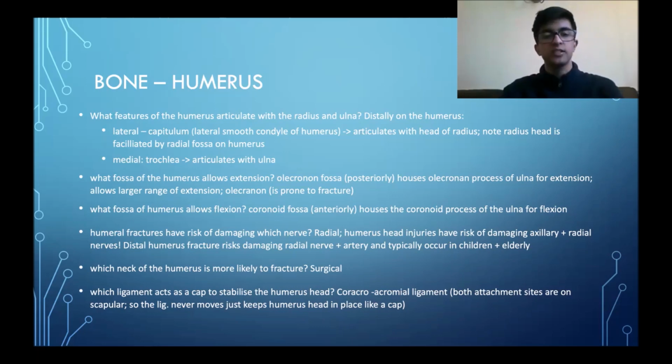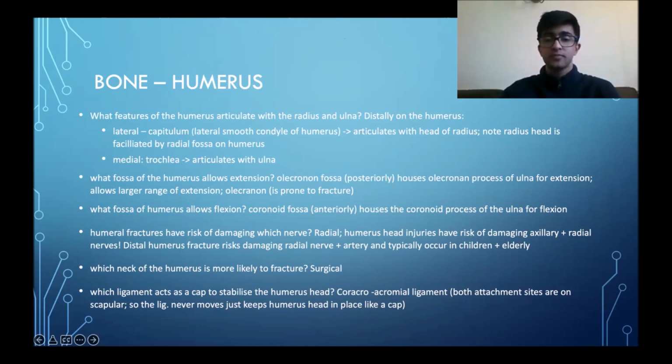You have humeral fractures. Humeral fractures can frequently happen, and they can have associated damage with nerves and passing features within the arm. So the radial nerve is susceptible to damage. Then you can also have damage to the axillary and radial nerves if it's a humeral head injury, which makes sense because of the axillary artery in the armpit, by the humeral head. Then if you have a distal humeral fracture, so this is proximal because it's closer and distal because it's further away, it risks damaging the radial nerve and artery, and typically occurs in children and the elderly.